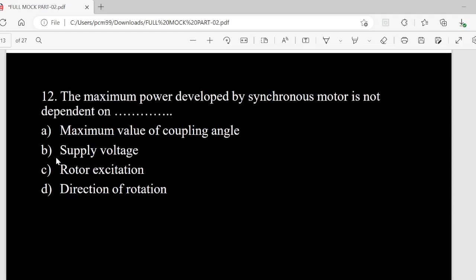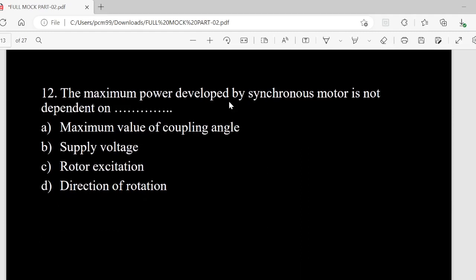Next. Question number 12. The maximum power developed by a synchronous motor is not dependent on option A, maximum value of coupling angle; option B, supply voltage; option C, rotor excitation; and option D, direction of rotation. Maximum power developed by a synchronous motor depends on the maximum value of the coupling angle, supply voltage, and rotor excitation, but not on the direction of rotation. So the correct answer is option D. Next.